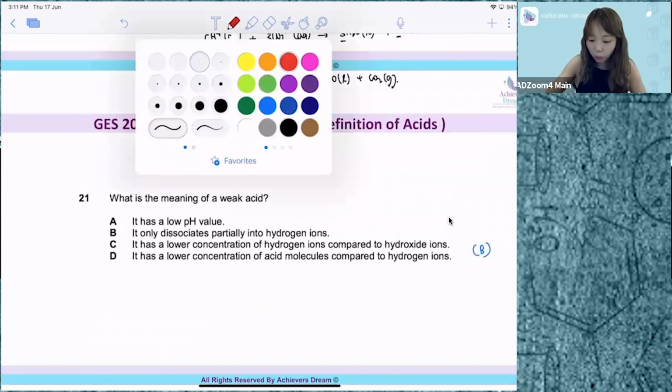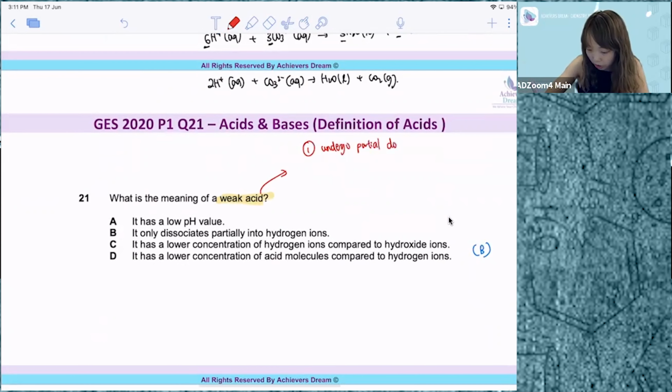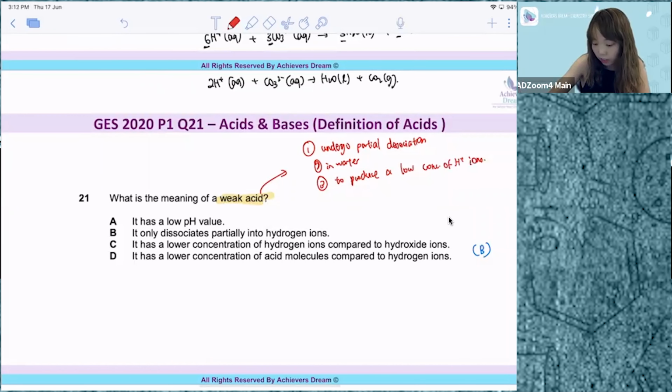Question 21, what is the meaning of a weak acid based on definition? Okay, there are 3 parts to this definition. First one, it will undergo partial dissociation. Second keyword, in water. Okay, third one is to produce a low concentration of H+ ions.